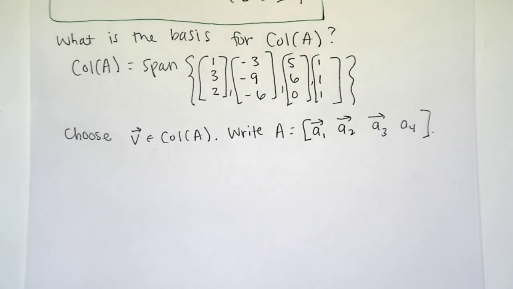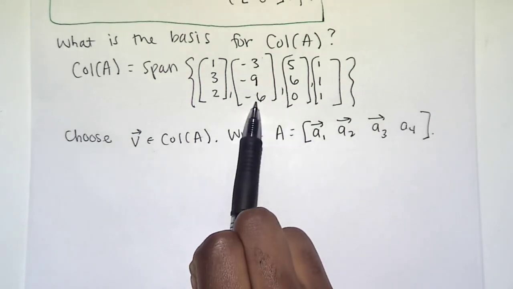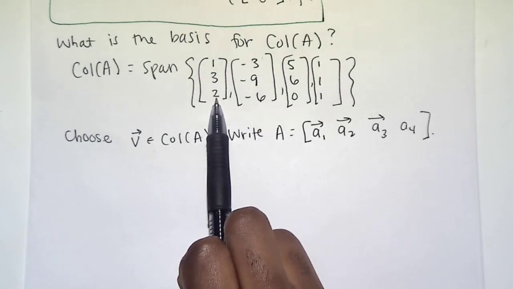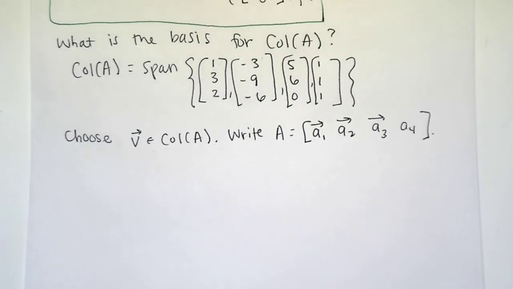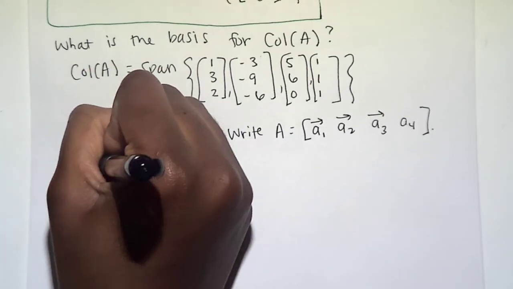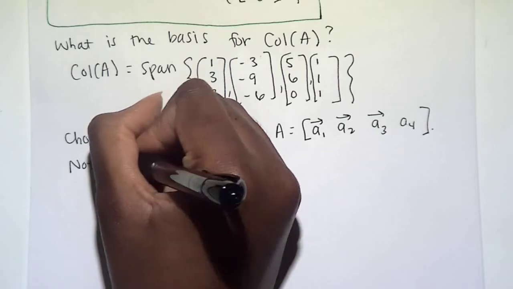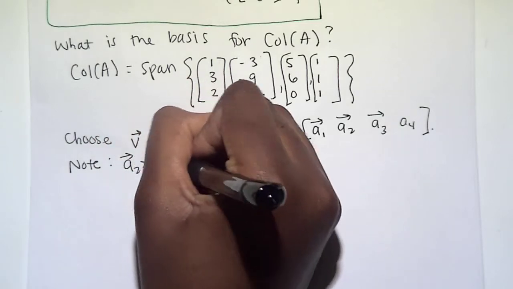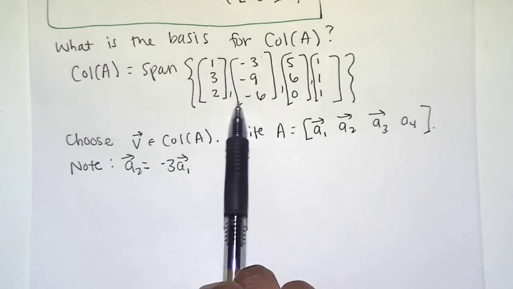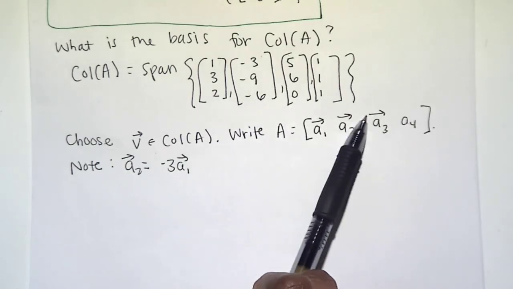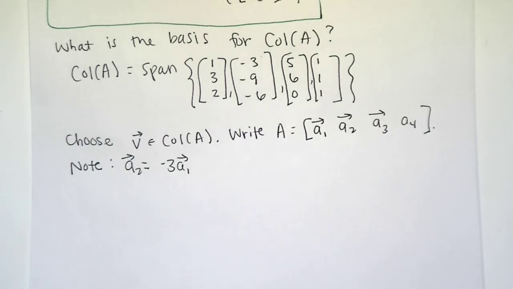One thing that we should note is that A2 is actually a scalar multiple of A1. So these are related to each other. So let's take that note down. Note that A2 is actually -3 times A1. So that already tells us that these two are linearly dependent. So all four of these together will not form a basis.